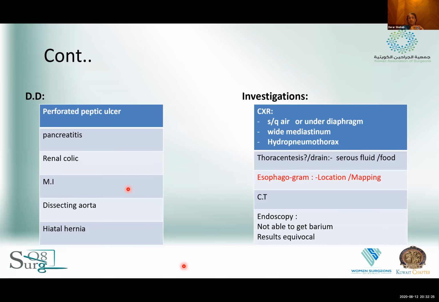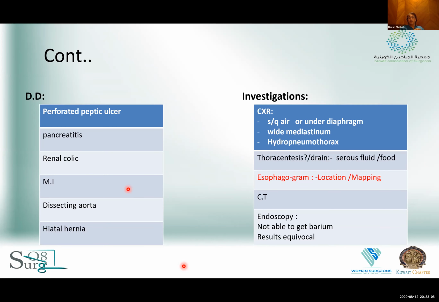So the investigation for Boerhaave usually starts with history and physical examination. I usually do the X-rays before anything else. The X-ray findings, as we discussed earlier, usually show subcutaneous emphysema or air under the diaphragm. You might also see hydropneumothorax. And if you see a pleural effusion and you drain it, you might actually drain food content or food particles from the chest.